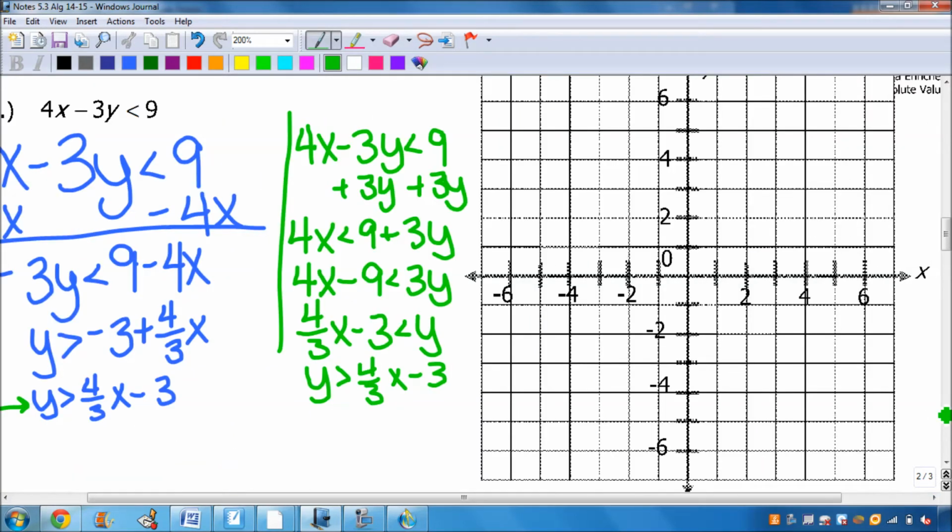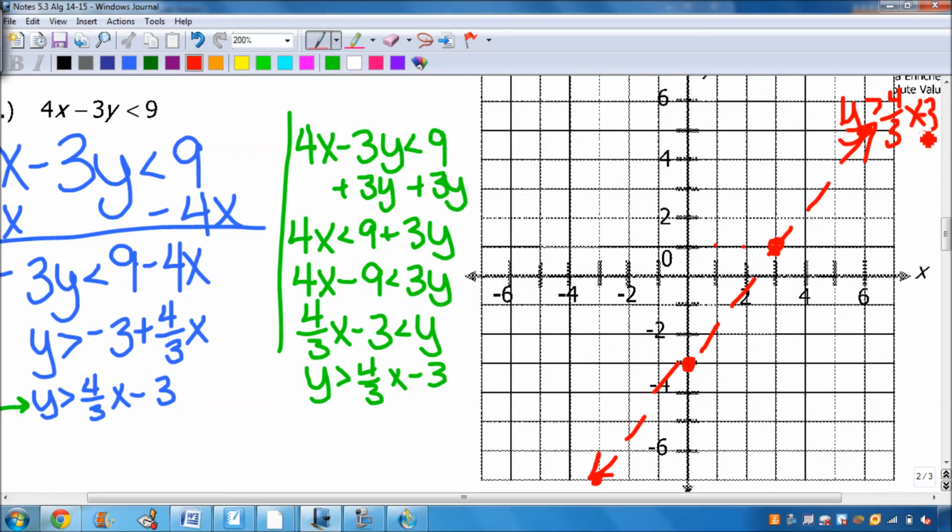All right, so I would start right at negative 3, and then I would go up 4, 1, 2, 3, 4, and over 3. Then go up 4 and over 3 again. So this is where you end up right here. And then I have a little bit more room to go down 4 and to the left 3, so I'll do that. Here's my last dot. Now it's not equal to y. It's y is greater than this, so that means that I'm going to draw in a dotted line, okay? And y is greater than 4/3 x minus 3.